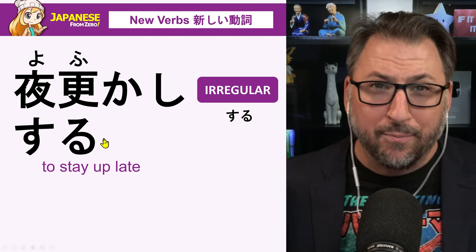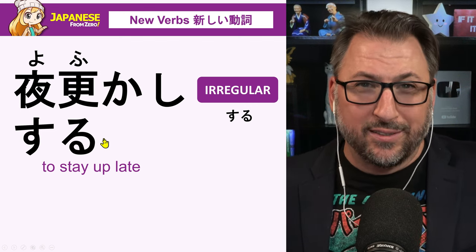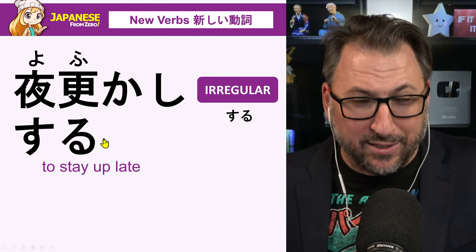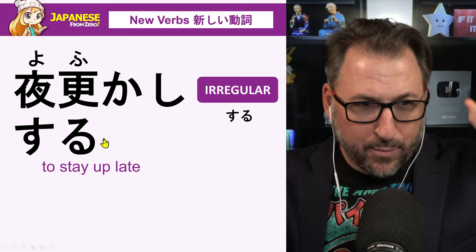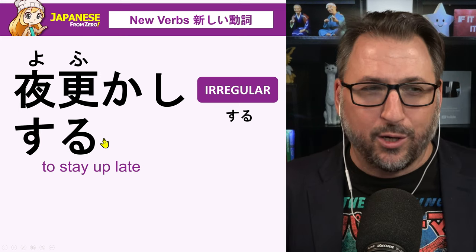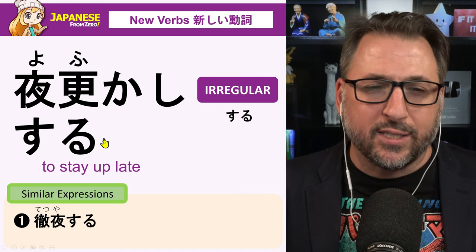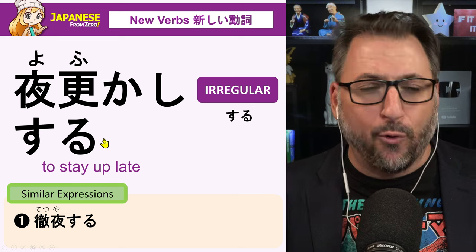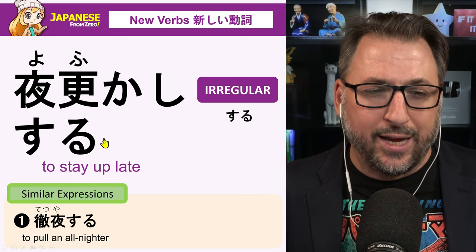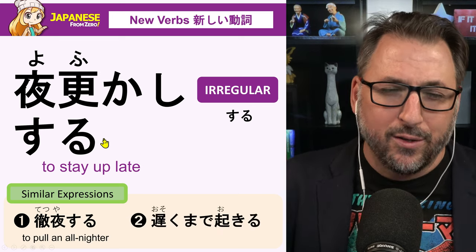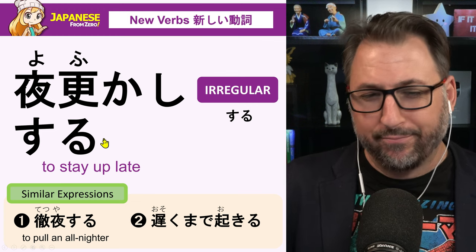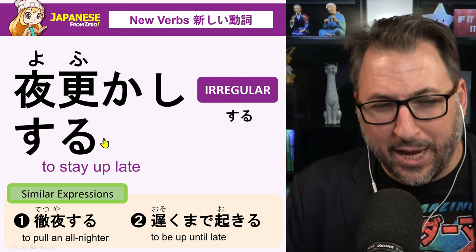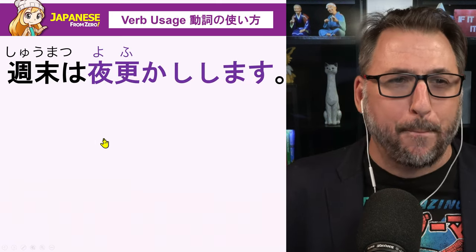Okay? What does that mean? It means you have to say kosurimasu instead of kosumasu. You can't say kosumasu. You can't say koshimasu. It's kosurimasu. All right. A little bit of a sidetrack. Let's go on. Similar expressions to this are, as I said, book four, lesson two, tetsuya suru, to pull an all-nighter. And there's one more, osoku made okiru. Just means to be awake late. Okay? All right, moving on.